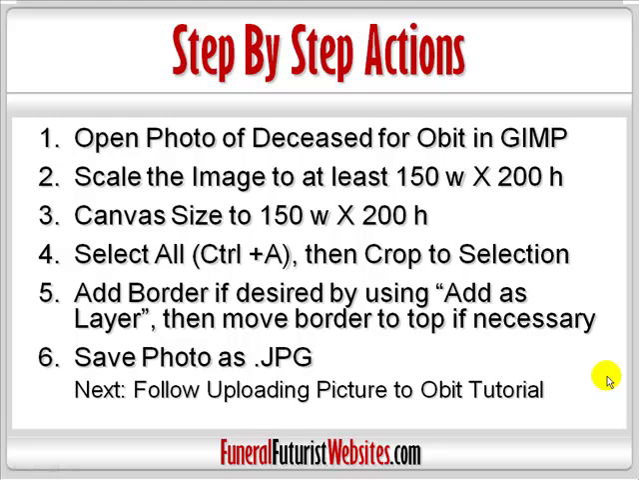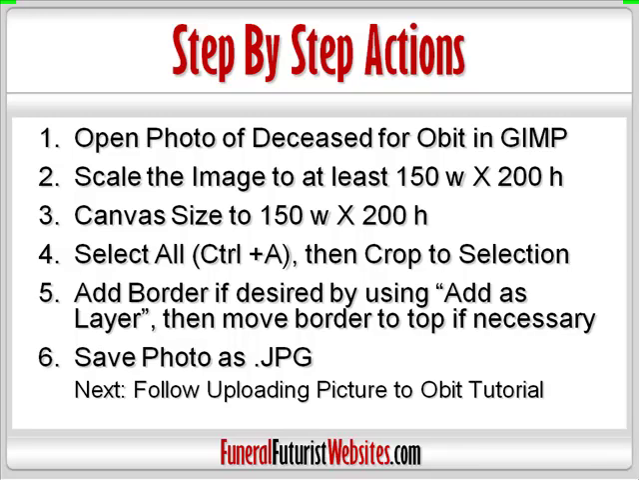Basically, it just takes about six steps. You want to open the photo of the deceased for the obituary in the GIMP editor. First, we're going to scale the image to at least 150 wide by 200 high. Those are pixels, and that's the default size that we have for our obituary pictures. Because there'll be a little bit of overhang on either the width or the height, we're then going to adjust the canvas to exactly 150 by 200. Then to crop it to that exact section, we just select all and then crop to the selection.